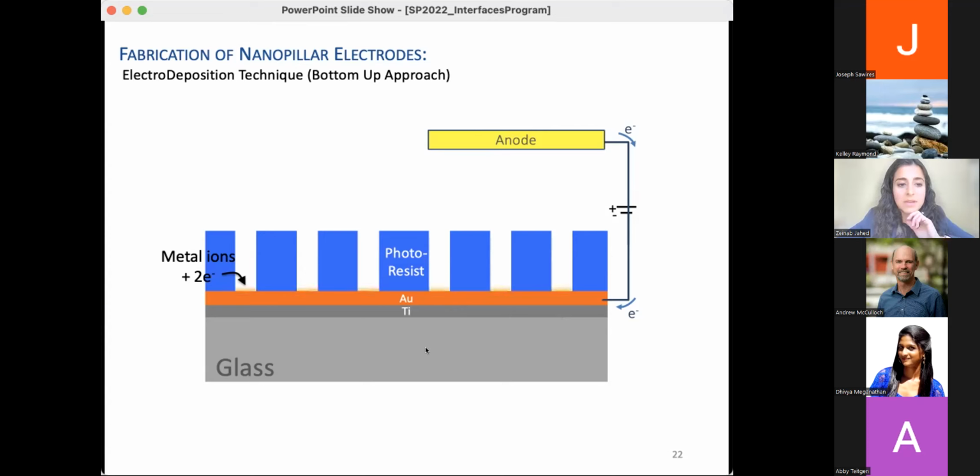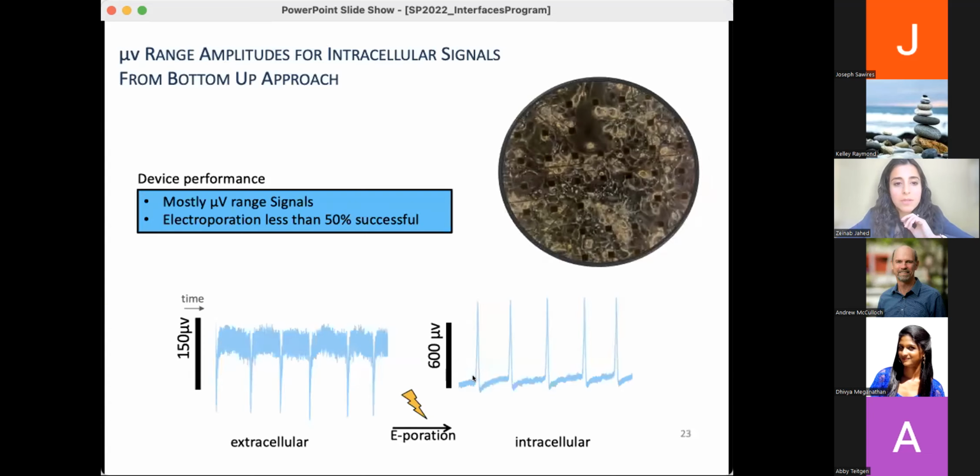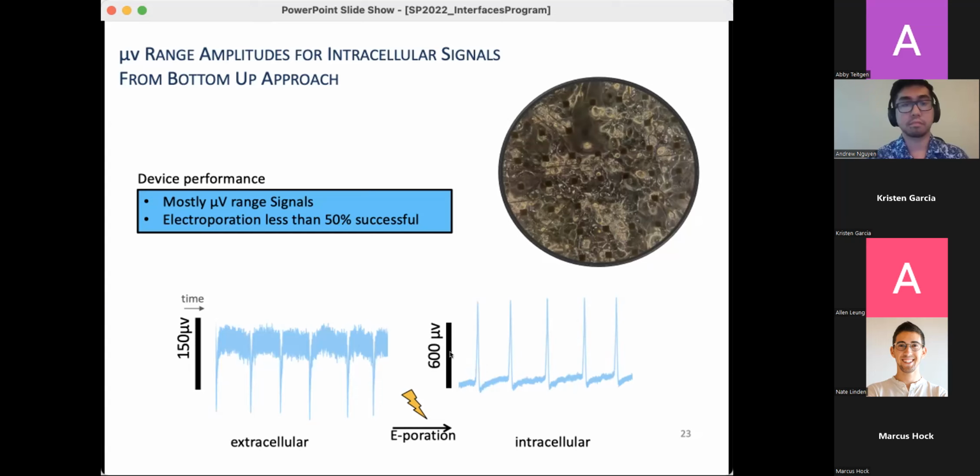And this method is very versatile. You can fabricate electrodes of various metals and different shapes and sizes. And so we're able to make all these different shapes of electrodes for these sensors. And we were successfully able to record intracellular electrical signals using this method. So we have our nanopillars, and when we apply a small pulse, we can get these intracellular signals.